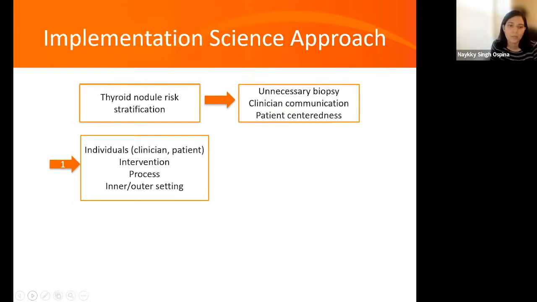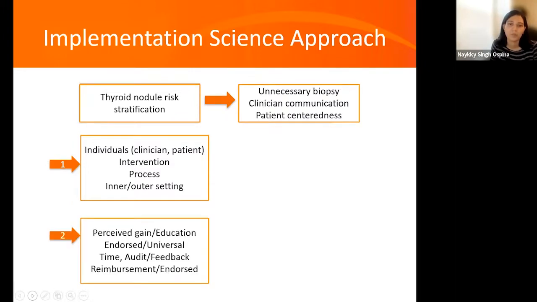And then just coming in with potential interventions to increase adoption. So for the individuals, this is making sure that they perceive a gain of using thyroid nodule risk stratification, making sure that they have self-efficacy to perform these assessments. In terms of the intervention, then use eminence, so make it endorsed, make it universal. In terms of the process, then help people with the time and help people with getting feedback on whether their reports are complete, on whether their rate of malignancy, depending on what they are calling the nodules, is comparable to the studies and so on.